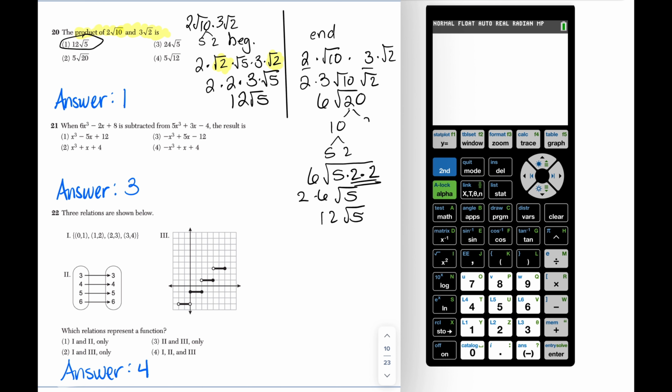Another thing some kids do when they're looking at this is they can kind of think, I'm going to erase this for a second. They can think, are there any square numbers in 20? Does 20 have any square factors? And they might go, yeah.